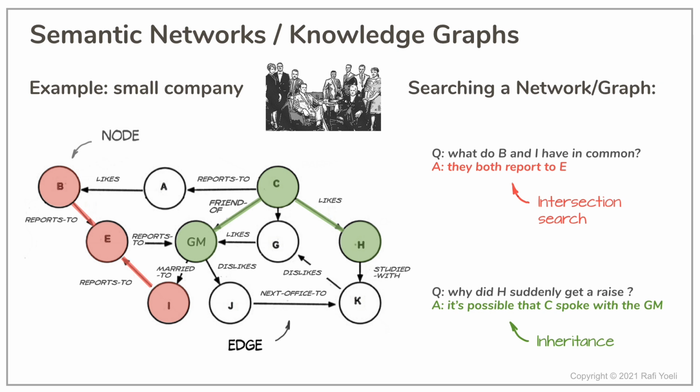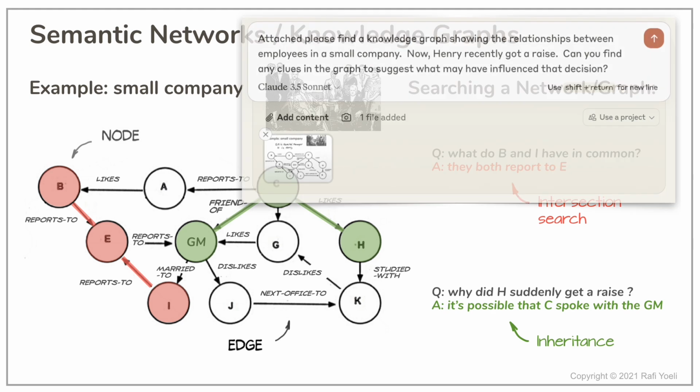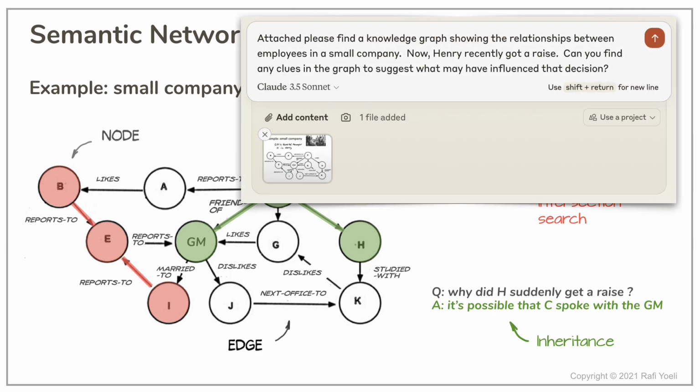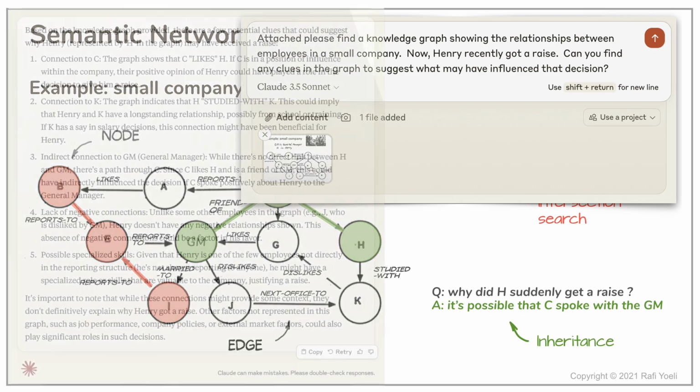Some of these capabilities are readily available if we upload the graph to a language model, either as a picture, or in JSON format. Let's see how this works. Here's a prompt to one of the language models. It reads, "Attached, please find a knowledge graph showing the relationships between employees in a small company. We have heard that Henry recently got a raise. Do you see any clues in the graph to how this may have happened?"